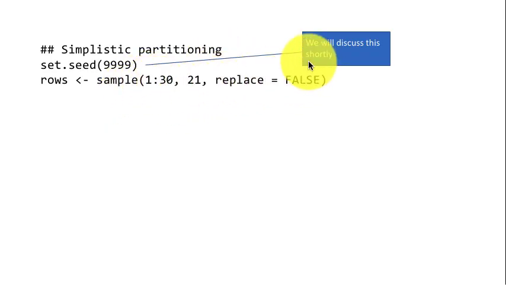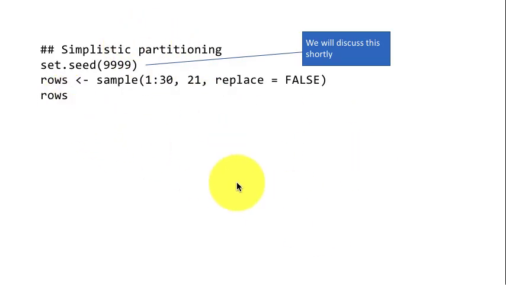And then I'm saying replace equals false. In other words, once you have selected a value, don't put it back in. Take it out, it's gone. You can't reselect a value. Obviously, you want to randomly select 21 elements from 1 to 30. There's no point in selecting 5 three times. Once 5 is selected, that's it, it's gone. So I'm saying rows equals sample 1:30, etc., because there are 30 rows in our data set.